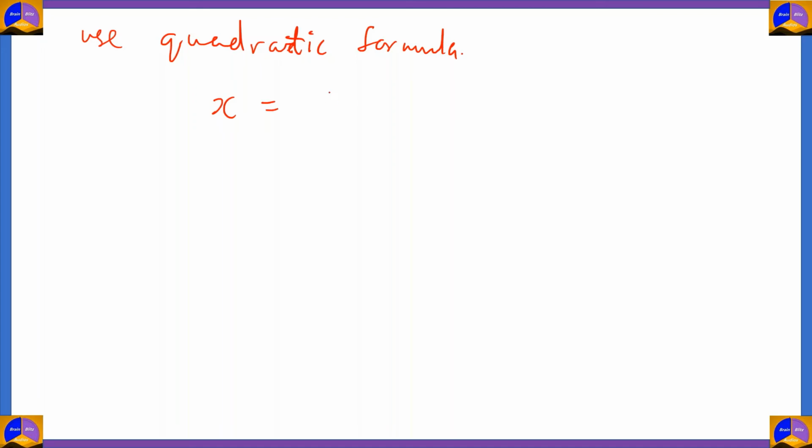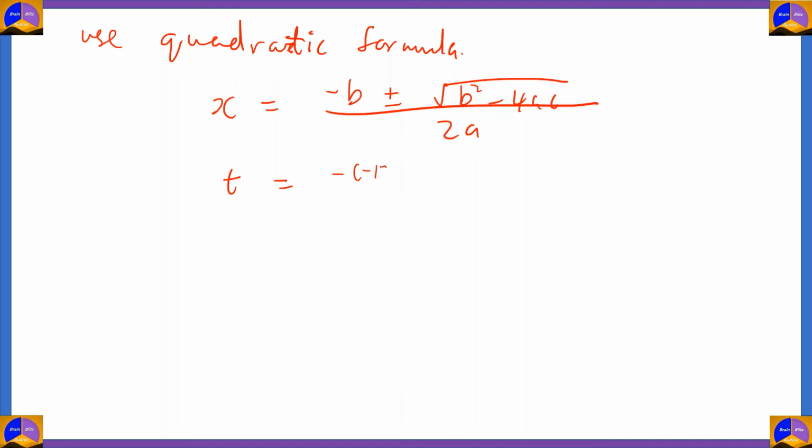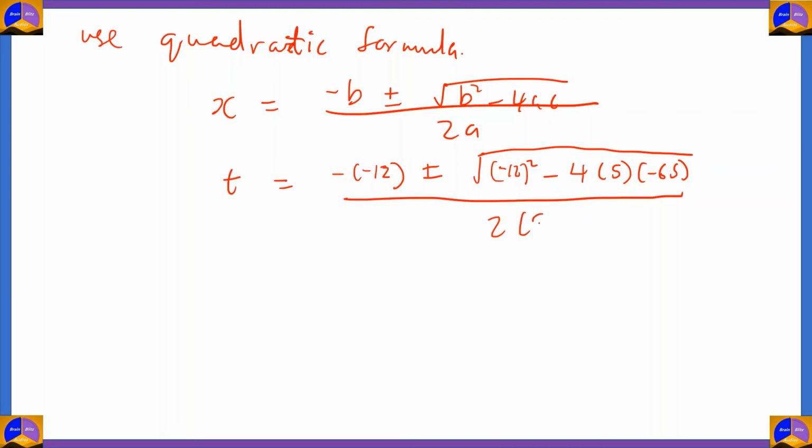The variable x will be equal to minus b plus or minus root of b squared minus 4ac divided by 2a. Here our variable is the time t. Minus b will be equal to minus of minus 12, plus or minus, in the under root, we get b squared minus 4ac. So b squared will be minus 12 the whole square minus 4 times 5 times minus 65, and then divided by 2 times 5.